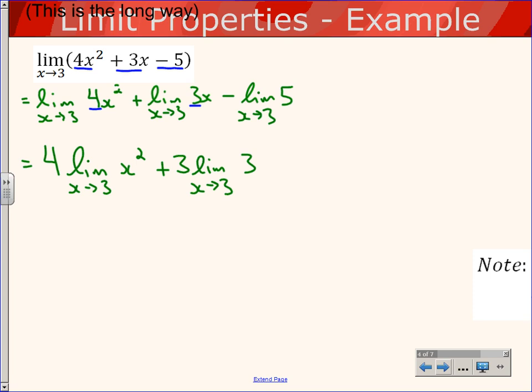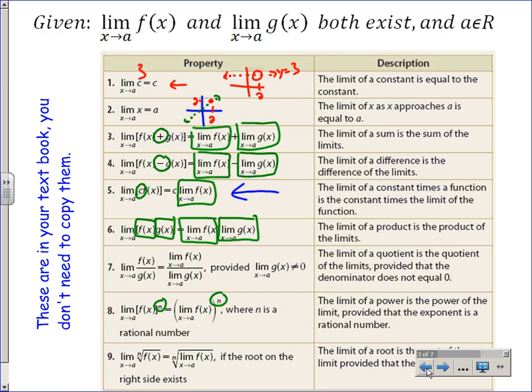So, oops, not a 3, that's an x. And this last one I'm just going to leave. It's the limit, I'm going to evaluate it in a moment. So the last one with the 5 is just a constant. We can get that one. The middle one, right here, that's a limit of x, which was rule number 2. So we can do that one.